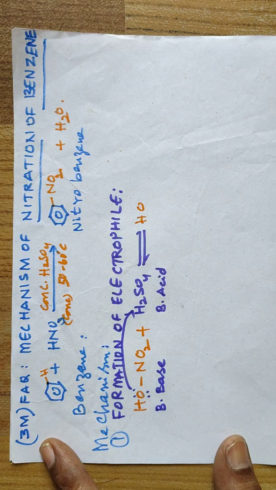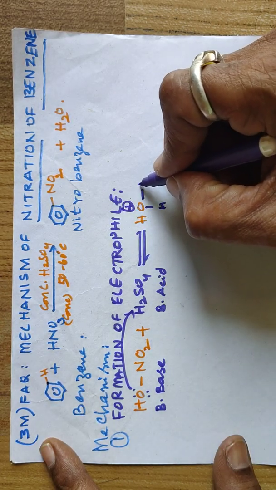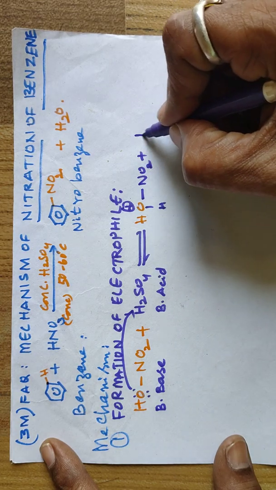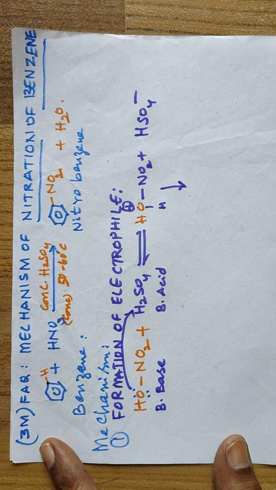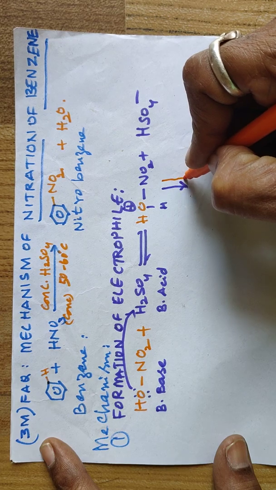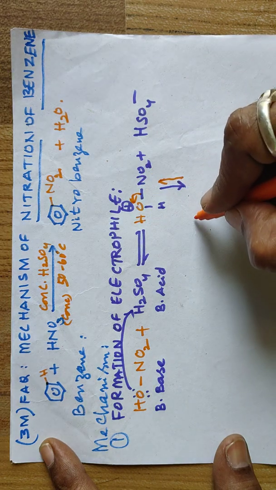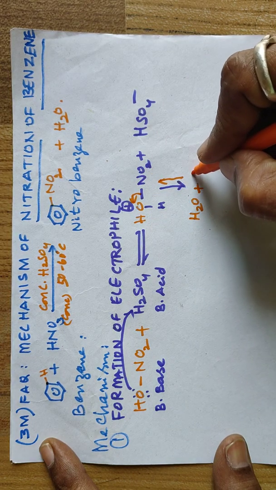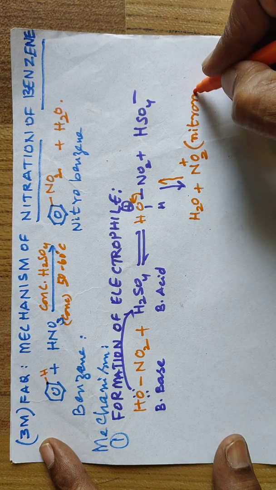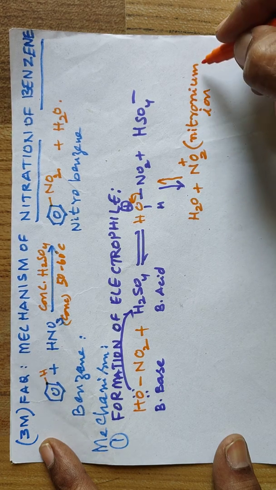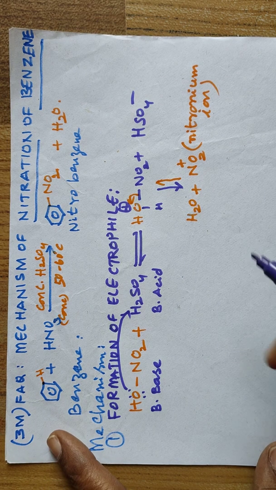Then it becomes OH2 with positive charge, NO2, and H2SO4 becomes HSO4 minus. This is further decomposed, as H2O is completely removed, to give NO2 plus, and its name is nitronium ion. Yes, this is the first step, formation of electrophile.